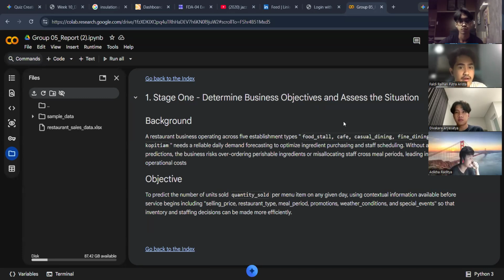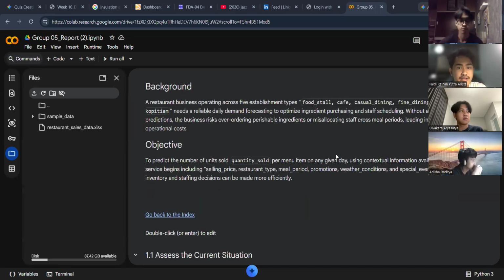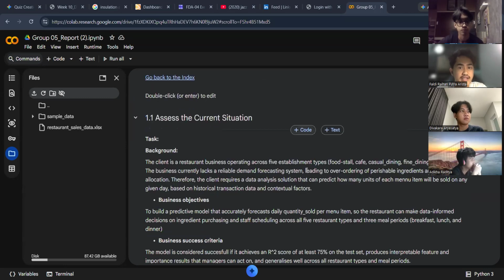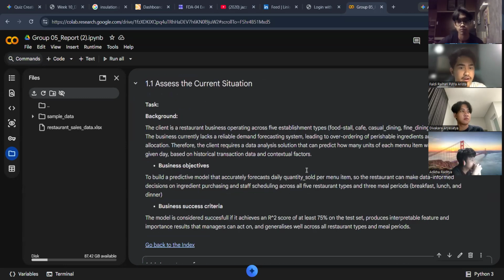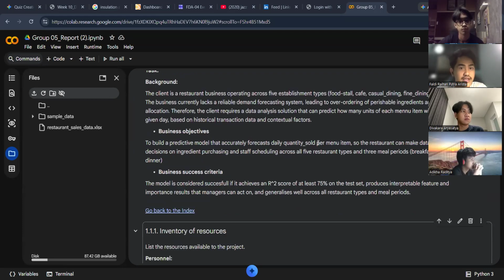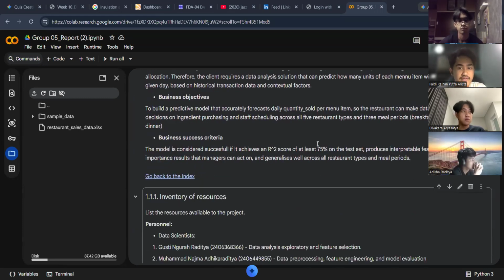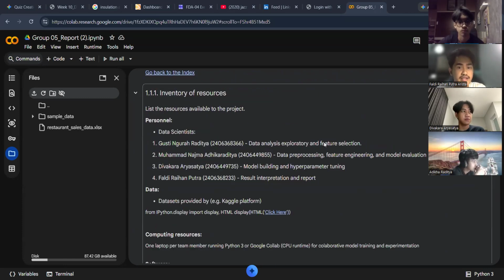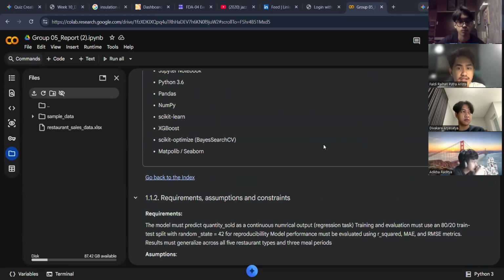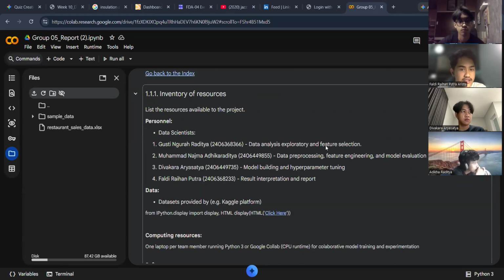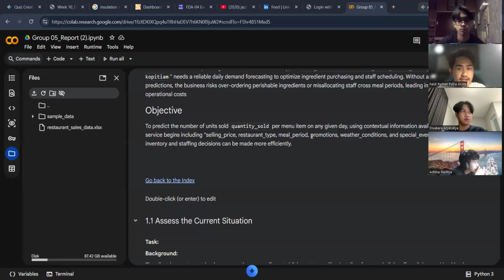The core problem the client faces is the lack of a reliable demand forecasting system. As a result, the business frequently overorders, preps excess ingredients, and misallocates staff across different meal periods. Our project objective is to predict the target variable quantity sold, that is the number of menu units sold per day, using contextual information available before the service begins, such as selling price, restaurant type, meal period, promotion, weather condition, and special event.